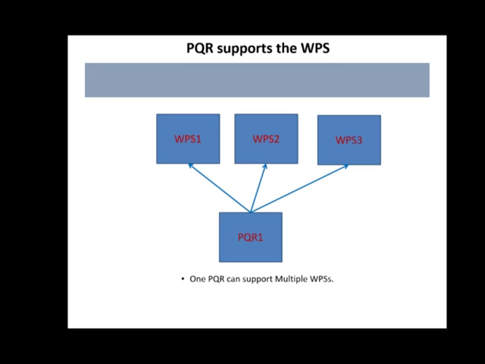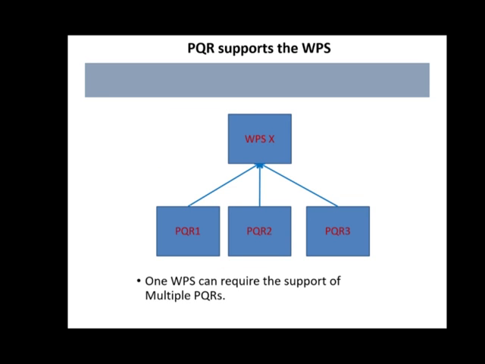Well, the customer on WPS number 3, he wants his special stuff. So PQR number 1 can still support WPS number 3, but WPS number 3 is different from WPS number 2 and also different from WPS number 1, but they're all three supported because they're using the same essential variables. So I hope I didn't turn this into too much confusion, but that's how one PQR can support multiple WPSs. One WPS can require the support of multiple PQRs.